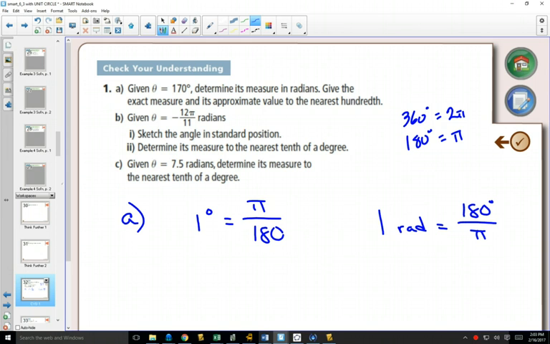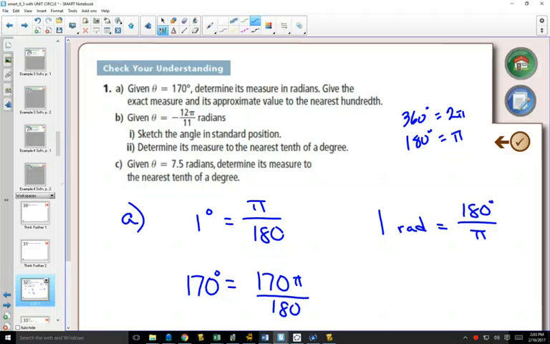Okay, so if 1 degree is pi over 180, how are you going to figure out what 170 degrees is? Can you see how I would get from 1 to 170? What would I have to multiply by? 170. So I take this side and multiply it by 170. And you do not need to reduce your fractions. You could change this down to 17 pi over 18, but you could leave it like that. That would be an exact measure.